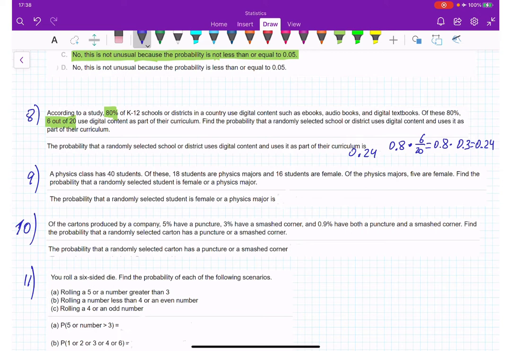A physics class has 40 students. Okay? Of these, 18 students, so 18 out of 40, right? Are physics majors, and 16 students are female. Okay. Of the physics majors, 5 are female. All right. Find the probability that a randomly selected student is female or a physics major.